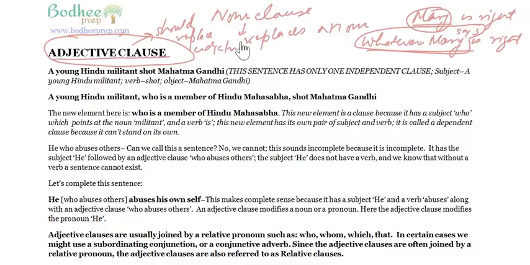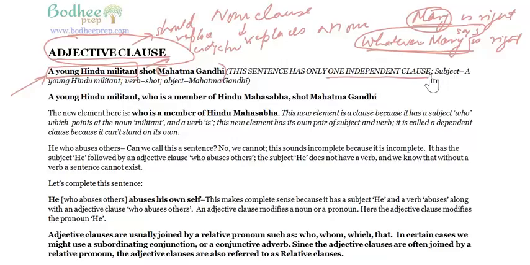Let's take an example. A young Hindu militant shot Mahatma Gandhi. So this is the sentence, right? A young Hindu militant is basically the subject of the sentence. The verb is shot, and the object of the verb is Mahatma Gandhi. This sentence has only one independent clause, right?